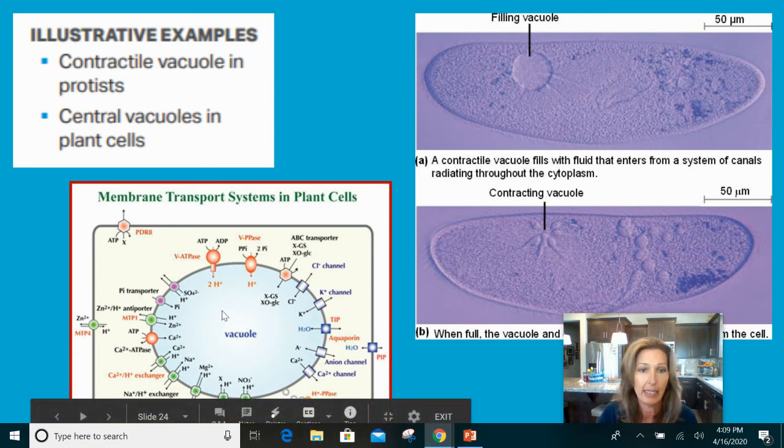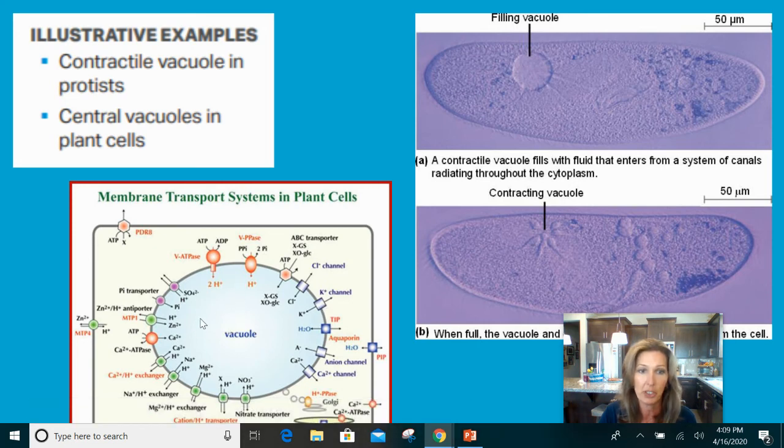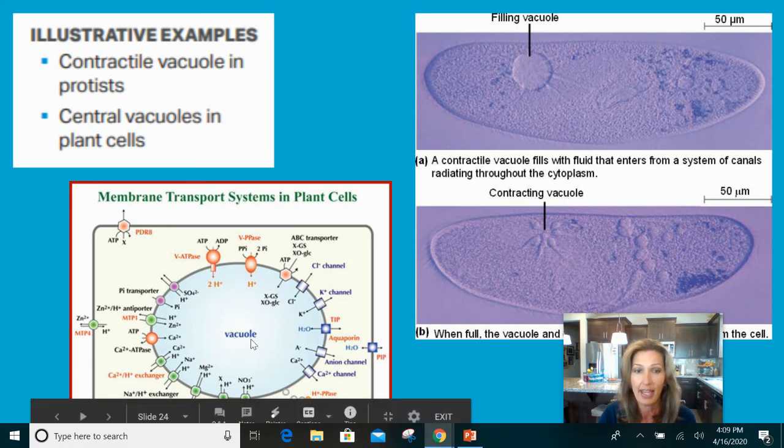Now, you do not need to know all of these transport mechanisms that are in a plant vacuole, but I just wanted to show you this picture so you can recognize that plant cell vacuoles are pretty complex, actually referred to as a tonoplast, and there's lots of different active and passive transport channels that can change the tonicity inside the vacuole to either draw more water in or more water out.